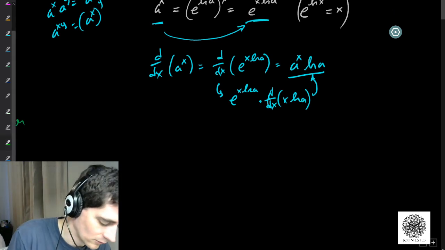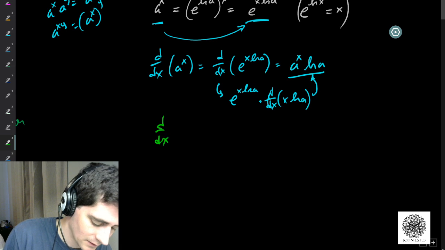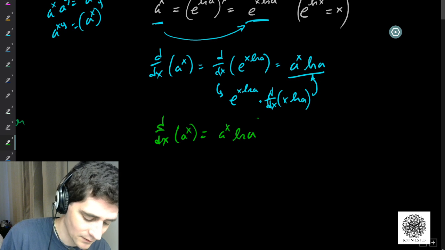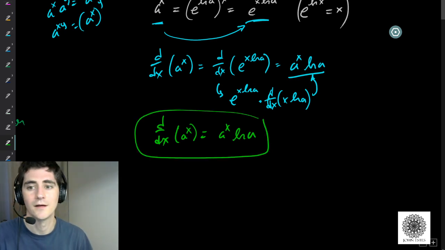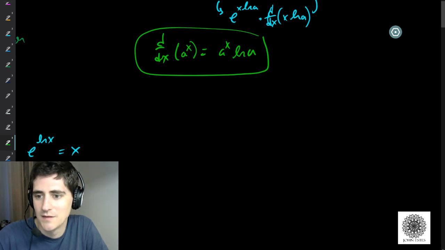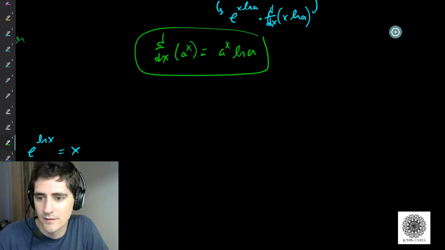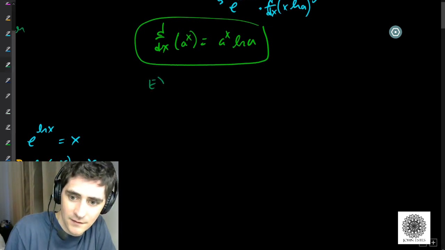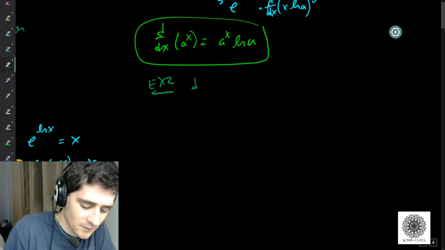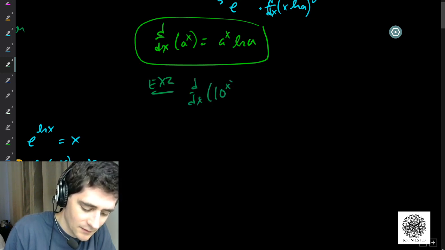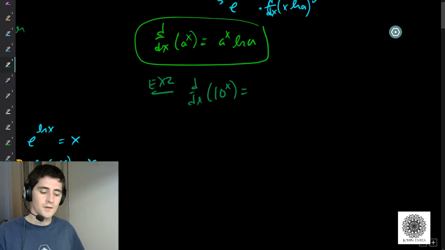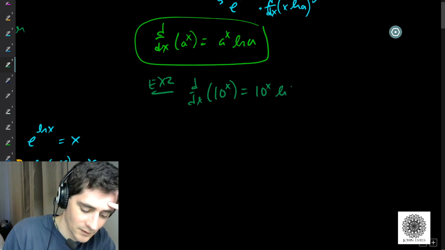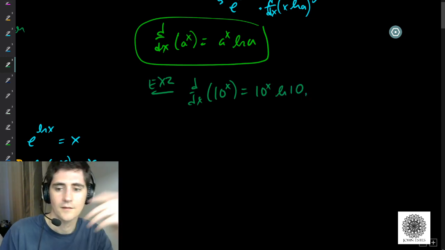All right, so that's my rule. Let me write it again, just to make it clear. The derivative of a to the x is a to the x times the coefficient ln a, okay? So let's find an example. This is example 2: let's just take the derivative of 10 to the x. Okay, so we're just applying what we've learned. The derivative of 10 to the x is just 10 to the x times ln 10. That's it. That's all there is to it.